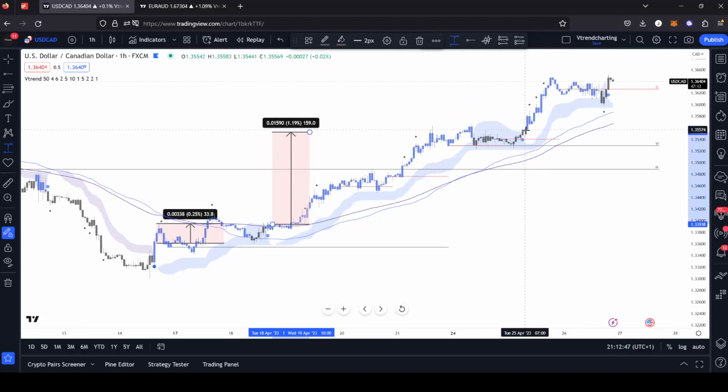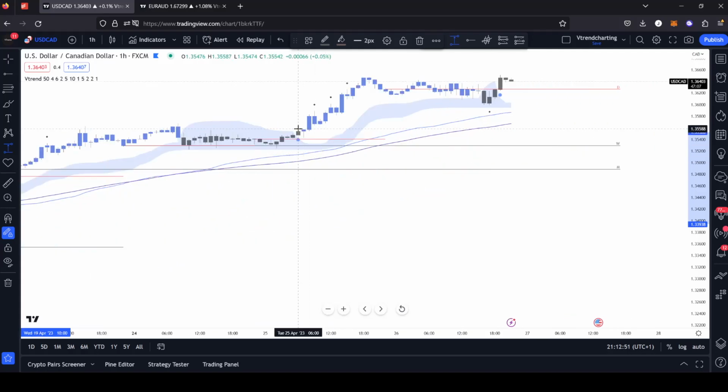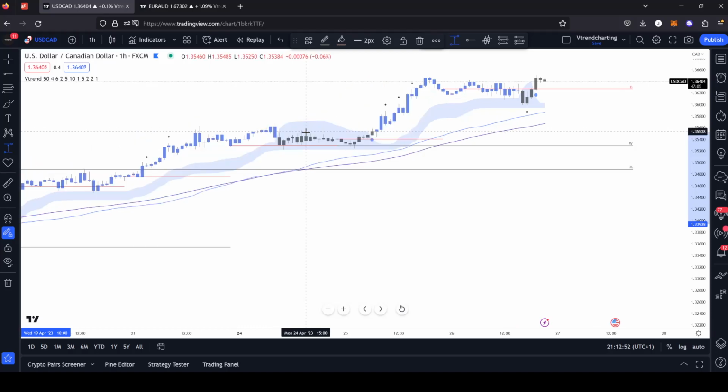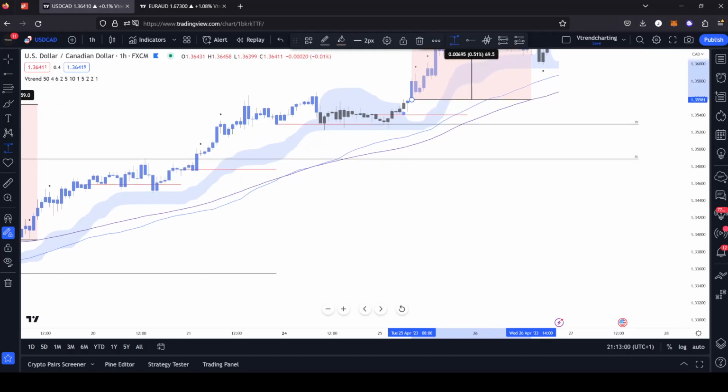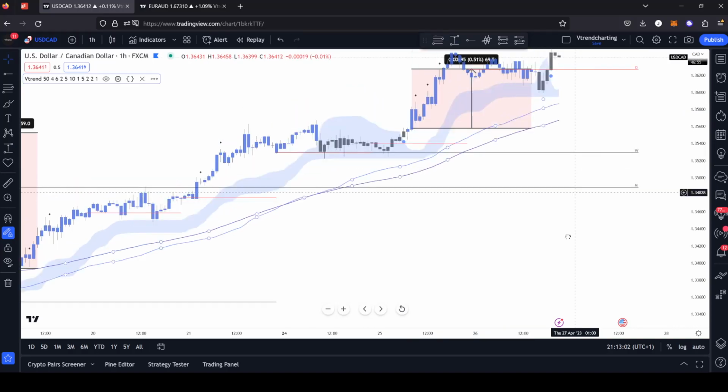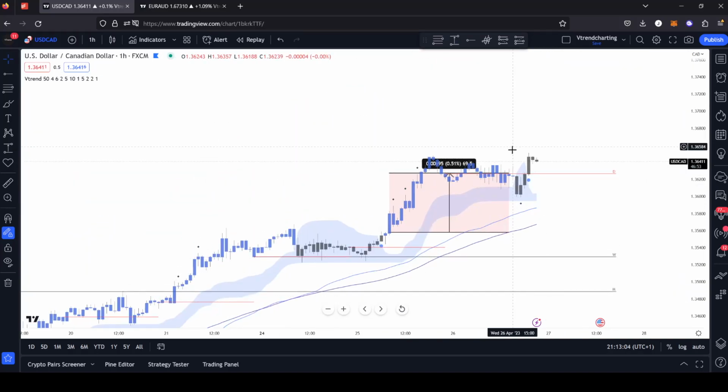Another continuation trade, but I would have waited till this turned blue. Actually, so we're talking about taking that there. I wouldn't take this because the candle color is black. So in theory, by the rules, we're trending downwards.